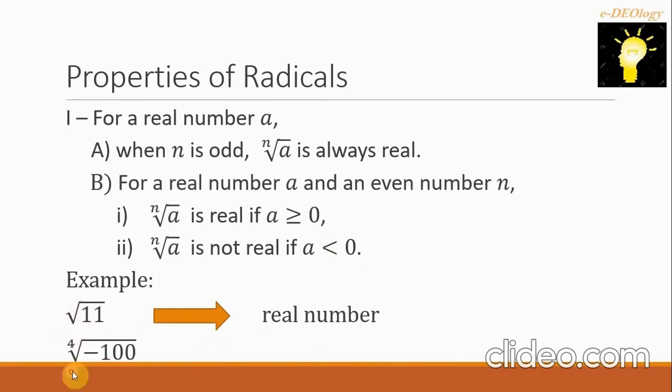Another example is the 4th root of negative 100. Obviously, our index is 4. It is an even number. Our radicand is a negative number. So in this case, the 4th root of negative 100 is not a real number.